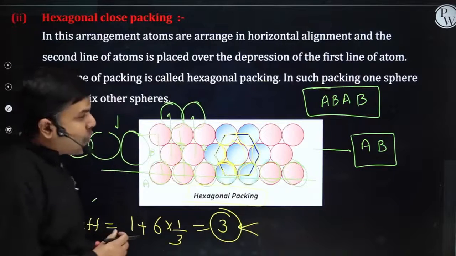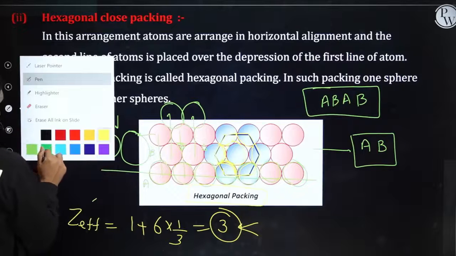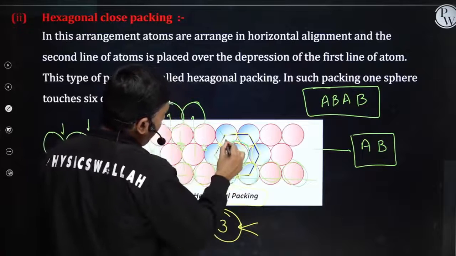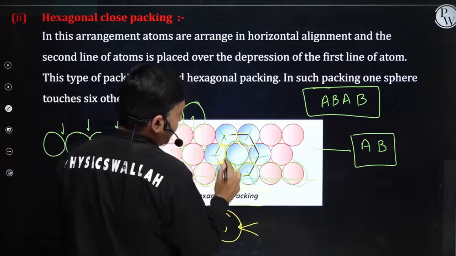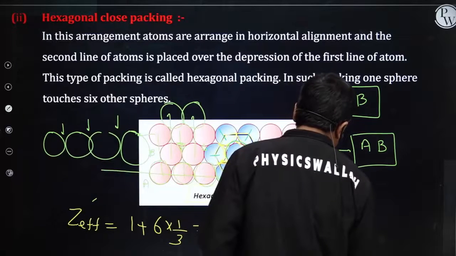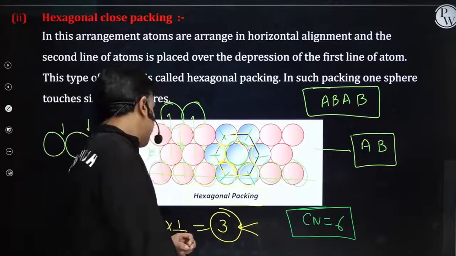Can you comment on coordination number? Student, if we focus here, what's the coordination number? This particular atom is touched by how many atoms? 1, 2, 3, 4, 5 and 6. So coordination number is going to be equal to 6. So we have coordination number 6, Z effective equals 3.